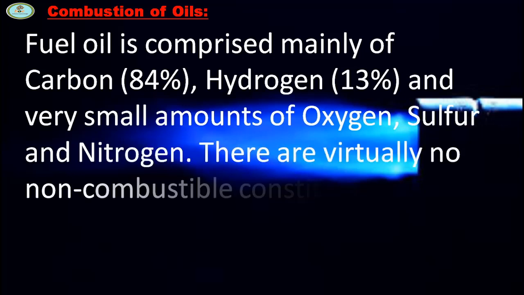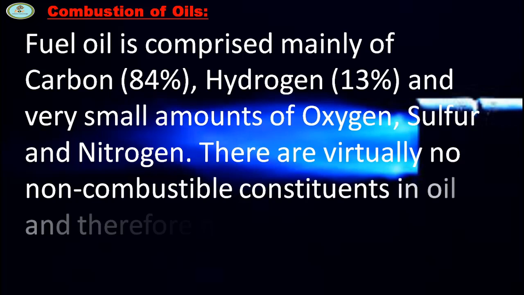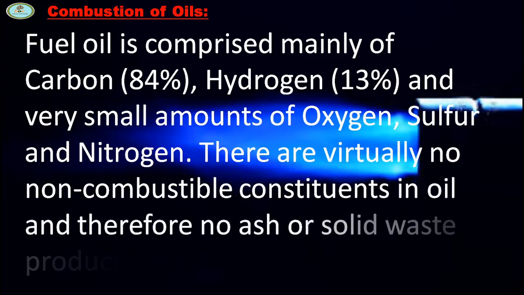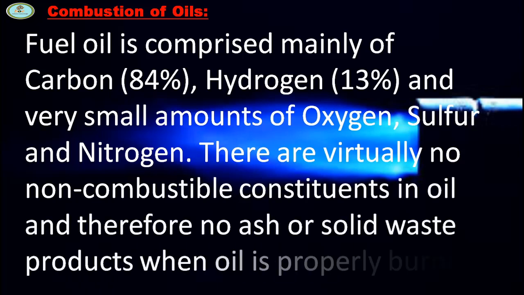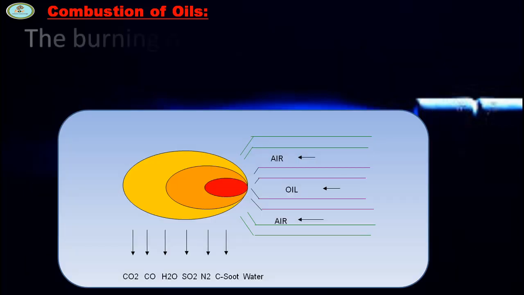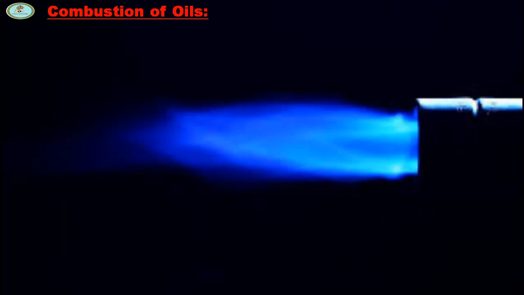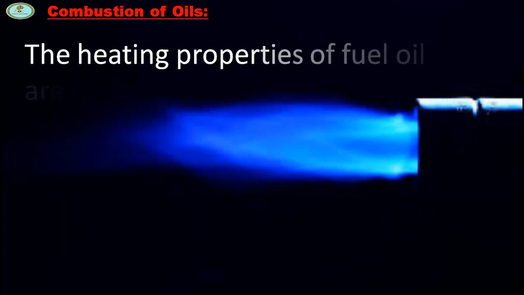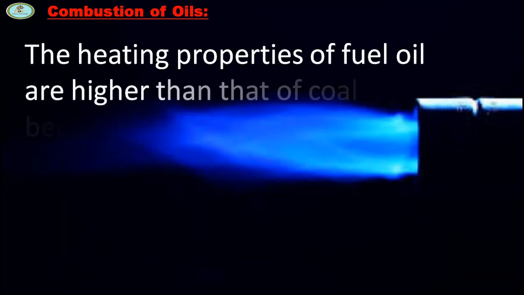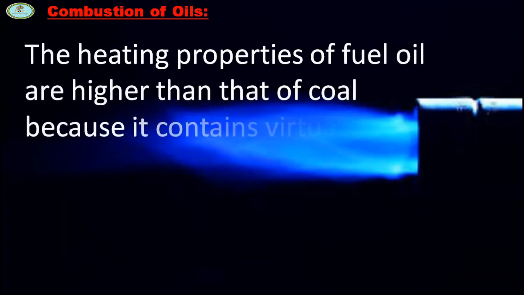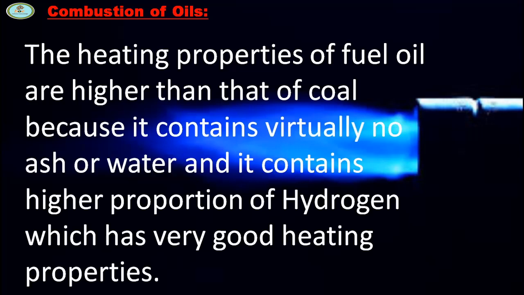There are virtually no non-combustible constituents in oil, and therefore no ash or solid waste products when oil is properly burned. The burning of fuel oil can be illustrated in the below figure. The heating properties of fuel oil are higher than that of coal because it contains virtually no ash or water and contains a higher proportion of hydrogen, which has very good heating properties.